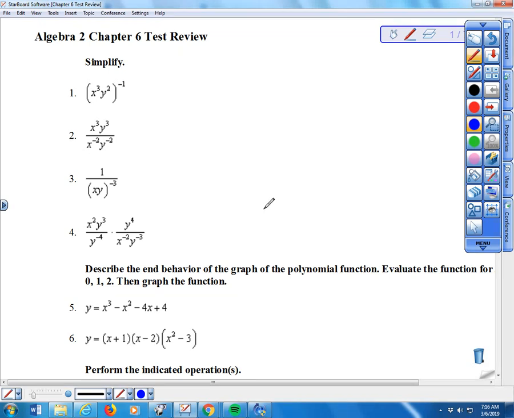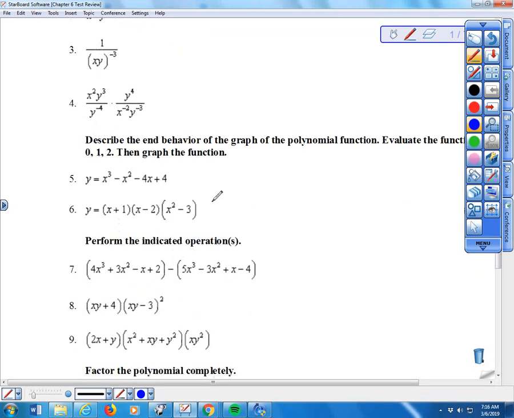Okay, number 4. I would probably on this one simplify each fraction together and then multiply what you've got simplified. So in the first fraction, I don't have any other x's, so that's just going to be x squared. The second one, I have y cubed and y to the negative 4. Remember, you subtract exponents, so it's 3 minus negative 4, so that becomes y to the 7th.